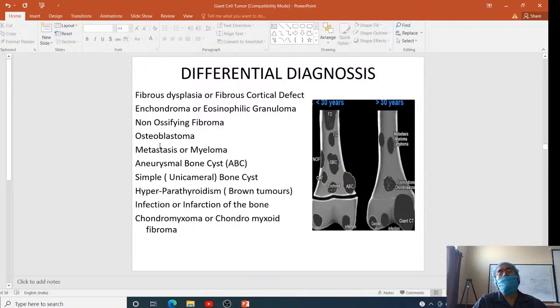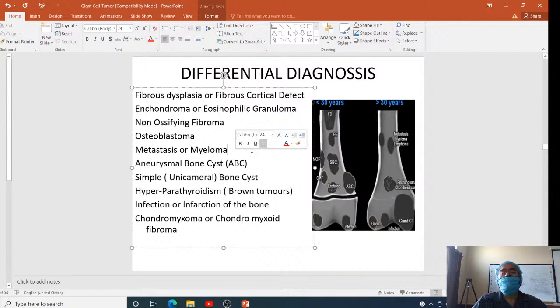So the most common bone tumor is metastasis, the primary being anywhere. Primary may be in the breast, primary may be in the lung, primary may be in the prostate. All these have their secondaries in the bones. Or myeloma. Myeloma is multiple myeloma, so it affects multiple bones, and there is an osteolytic lesion. So they are all characteristic.